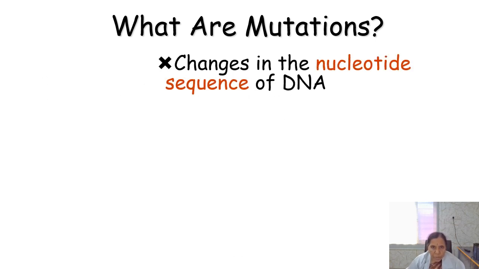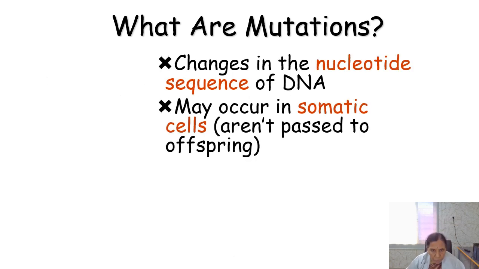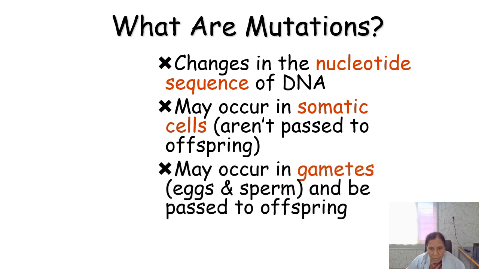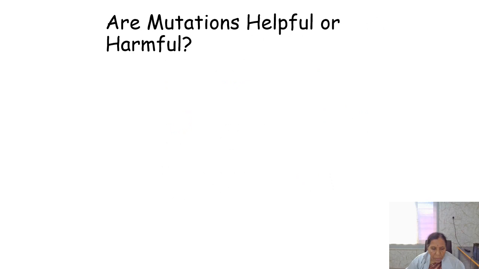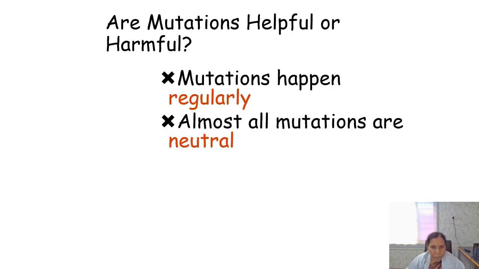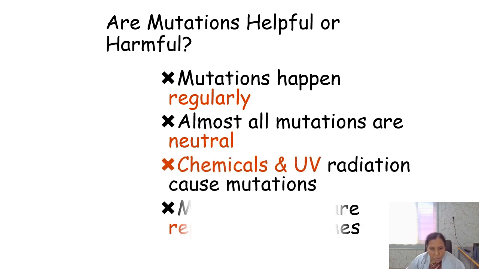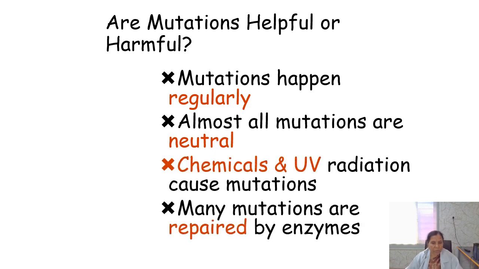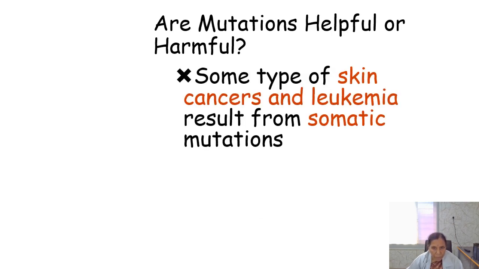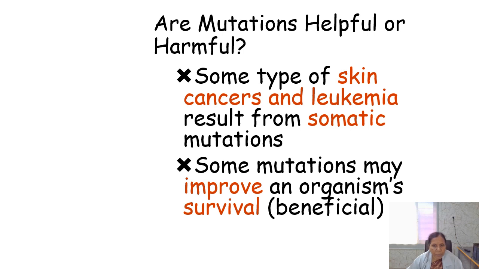And the mutations, or changes in the nucleotide sequence of DNA, may occur in somatic cells, not passed to offspring. Mutations happen regularly. Almost all mutations are neutral. Chemicals and UV radiation cause mutations, and many mutations are repaired by enzymes. Some types of skin cancers and leukemias result from somatic mutations.